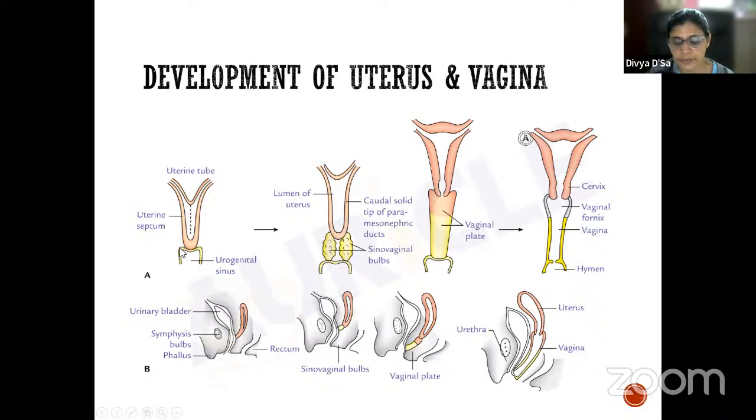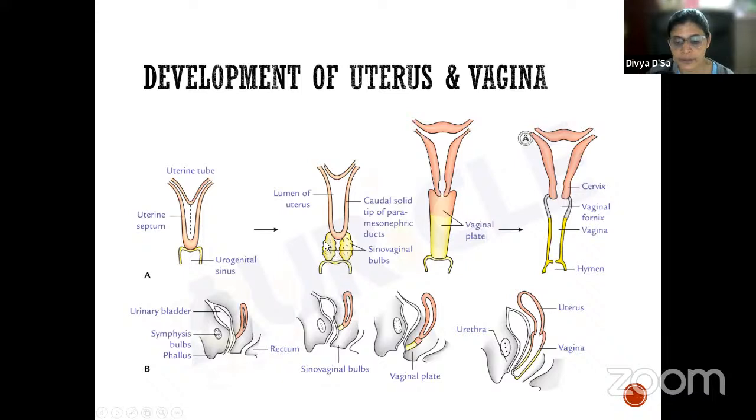when it comes in contact with the dorsal wall of the pelvic part of the definitive urogenital sinus. So this is the dorsal wall, this is the definitive urogenital sinus, and it comes in contact with this. When it does, it induces the formation of two outgrowths from the dorsal wall, which we call the sinovaginal bulbs.